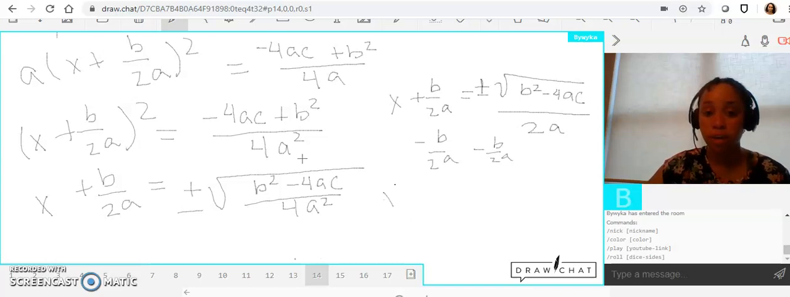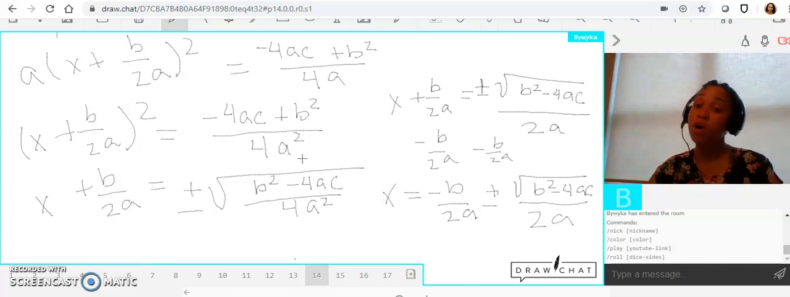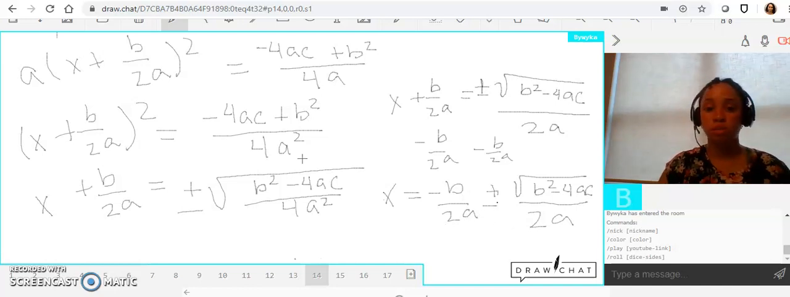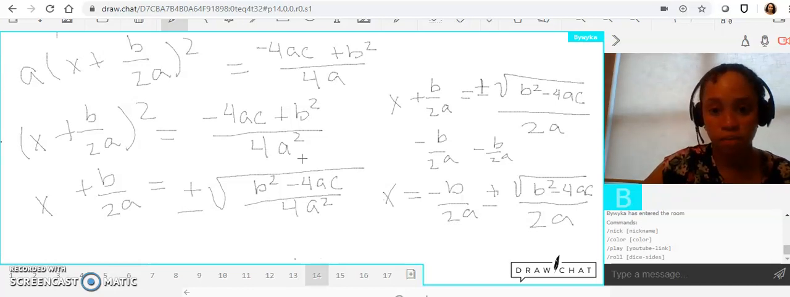So I have x is equal to negative b over 2a plus or minus the square root of b squared minus 4ac all over 2a. So I bet you say, oh, now I see why she took the square root of that 4a squared, because now my denominators are the same and I can combine them. So let's go to the next screen so we can combine them because I've run out of space.